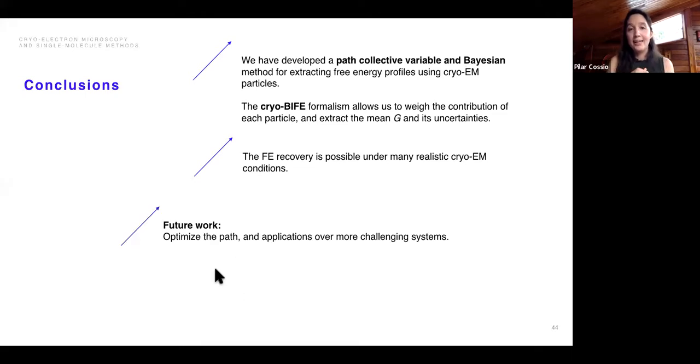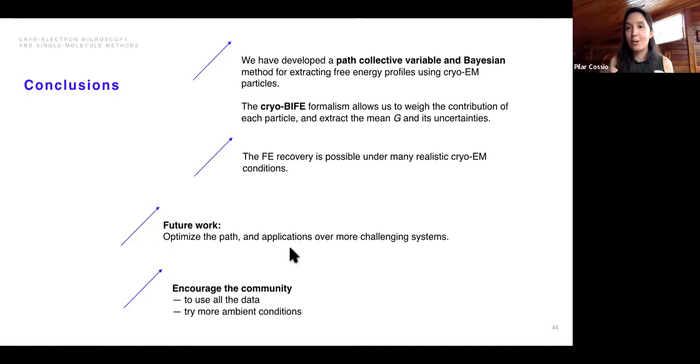So this is some future work. Something that we want to work on is how to optimize the path. If you have many paths that take you from one state to another, how do you choose the best one, and how to optimize this automatically in the future. We are also looking for applications over more challenging systems. If you have a system that you think we could apply this on, we would be really happy to collaborate. This is also a motivation for the community: let's try to use more data, let's not throw so much data away, and let's try to do cryo-EM imaging at more ambient conditions.